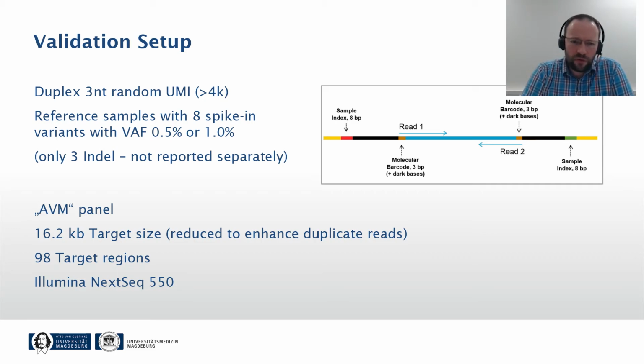So we use the same reference samples, but with a further reduction of target size, because we want to increase the raw data per sample. We only had 8 remaining of these mutations within our target regions, but at the same frequencies of 0.5 and 1%. By reduction of target size, we only had 98 target regions with hotspot mutations overlapping with these 8 mutations in the reference sample, and the sequencing was done on the same Illumina NextSeq sequencer.